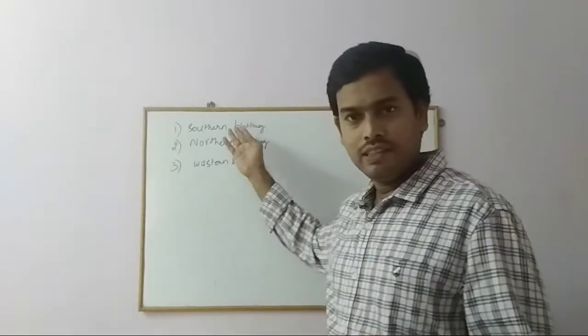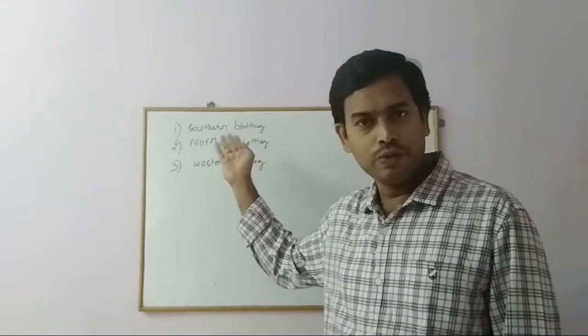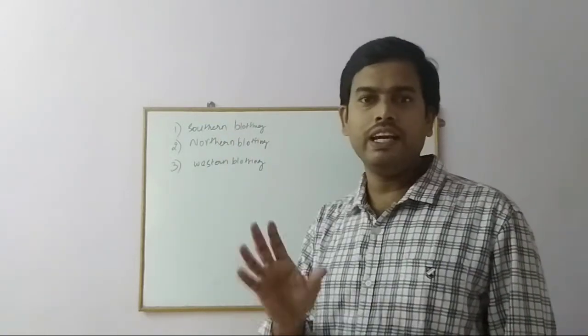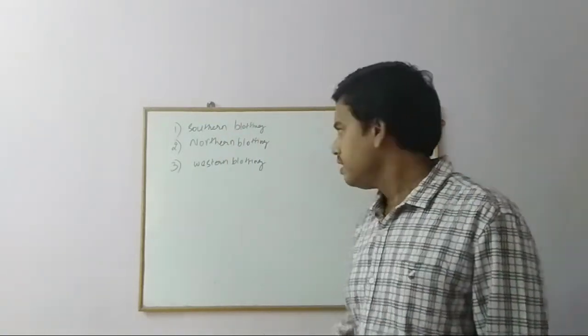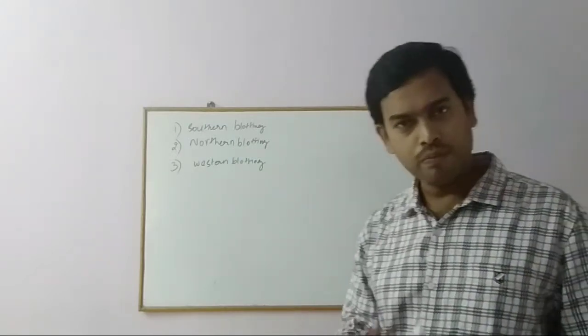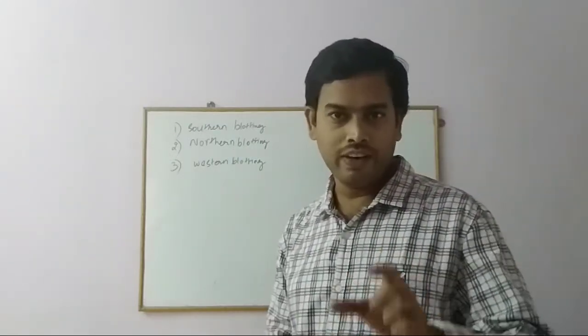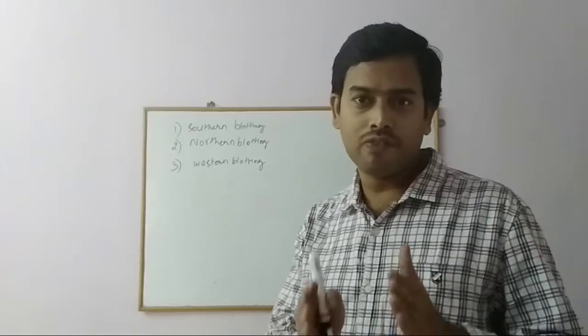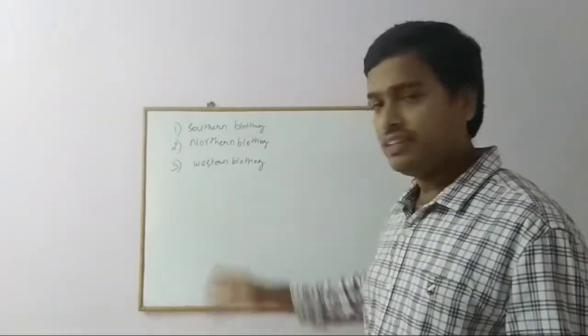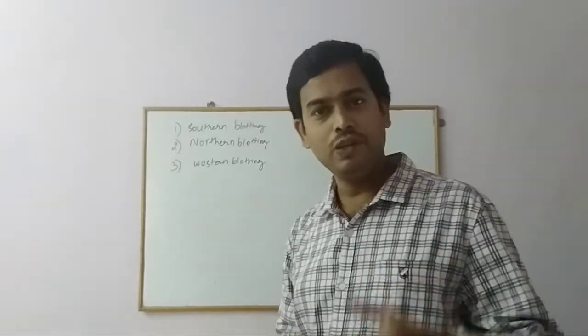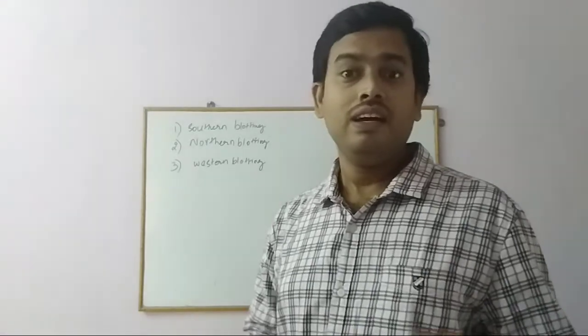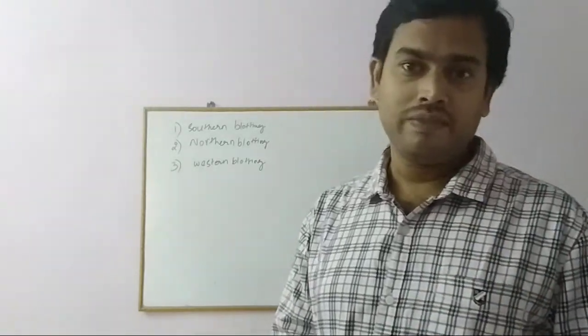The first one, Southern blotting, is used to identify the DNA fragments of interest. Whereas the second one, Northern blotting, is used to identify the RNA molecules of interest. And the third one is Western blotting, which is used to identify the protein of interest.